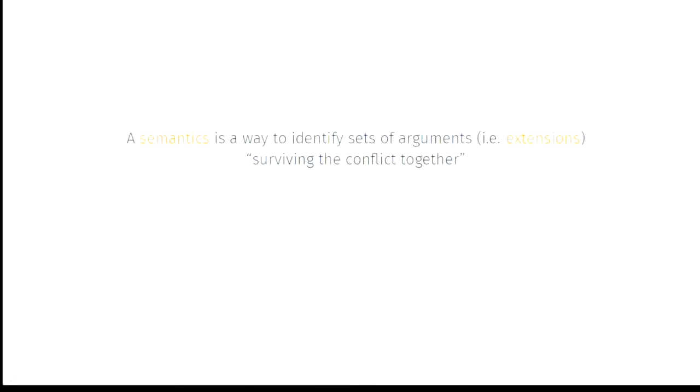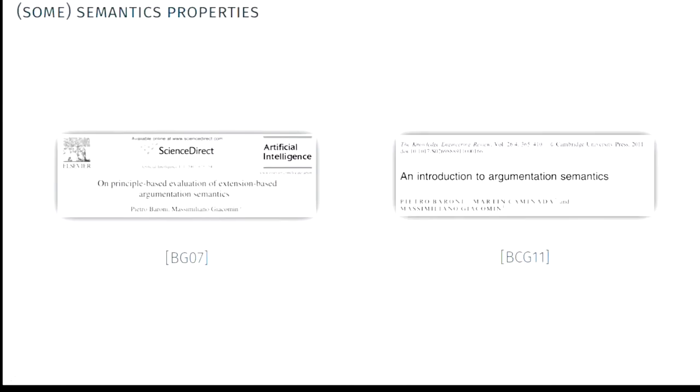And there are many ways to represent it. The way I'm going to illustrate it is not the original definition, but the re-elaboration by Pietro Baroni and Massimiliano Giacomin, more than 10 years after the original paper. What they did is try to identify the principles behind those criteria for identifying different sets of arguments as acceptable.